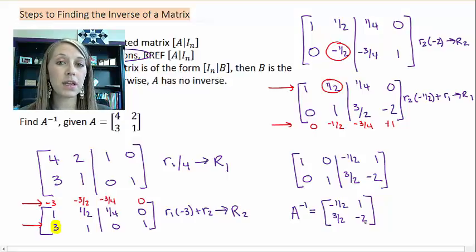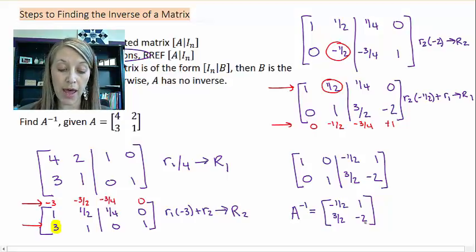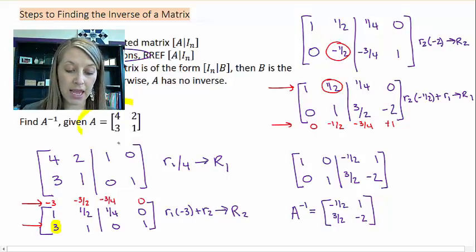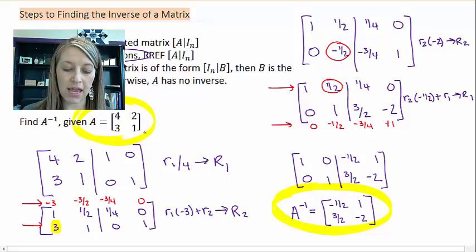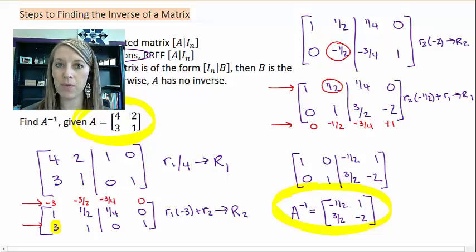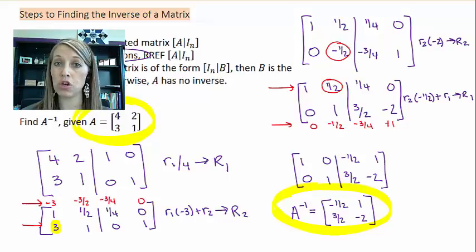So you can confirm this a couple of ways. You can multiply your A times your A inverse to confirm that you get your I. And of course you have to do it the opposite way, A inverse times A, to confirm that you get the same I. Or in the last video in this section, I'm going to be showing you how to double check this by using your graphing calculator.